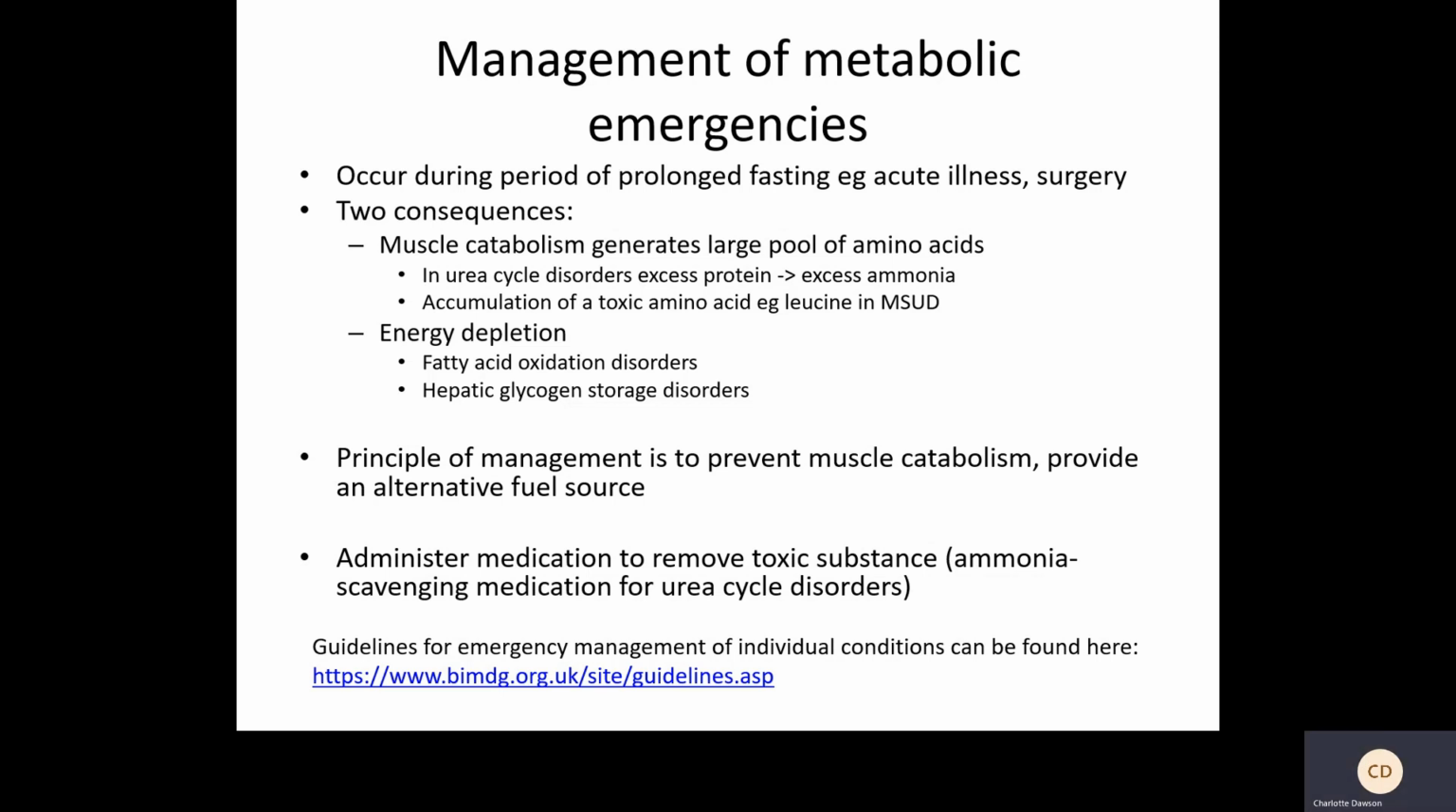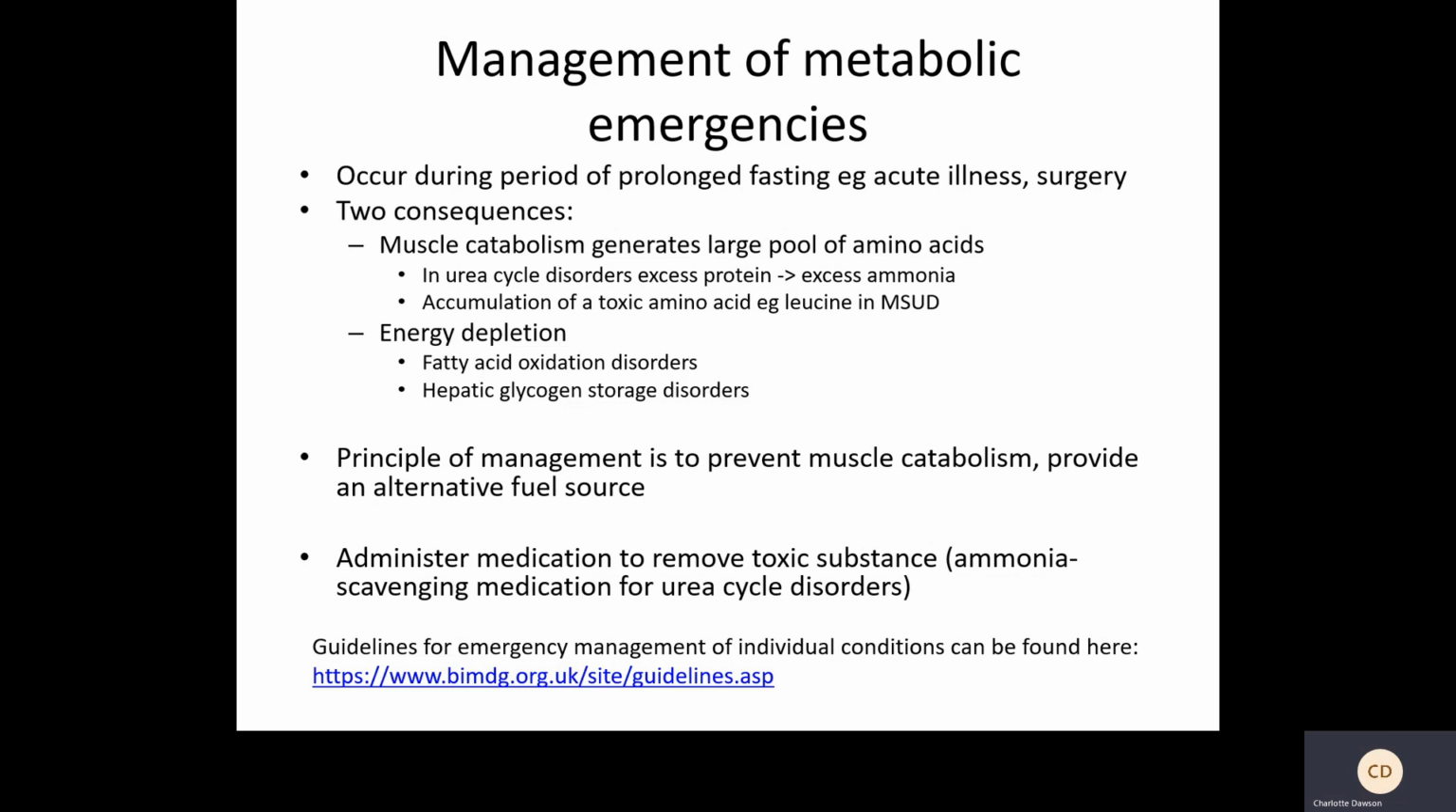The other consequence of muscle catabolism, of prolonged fasting, is depletion of energy. In the fatty acid oxidation disorders, this can cause profound hypoglycemia and also muscle catabolism, leading to rhabdomyolysis. And the same can occur in hepatic glycogen storage disorders.